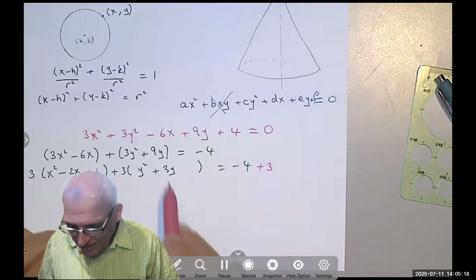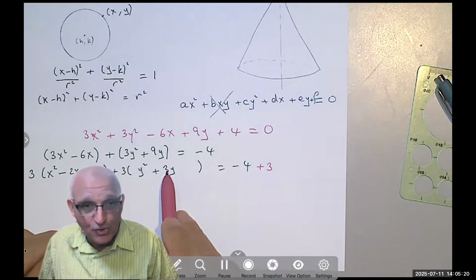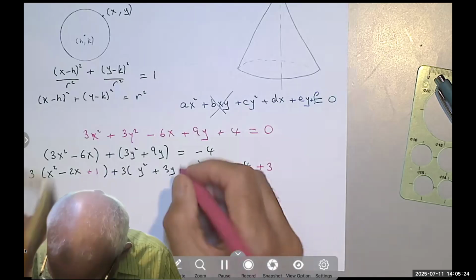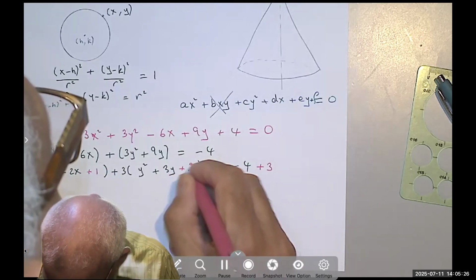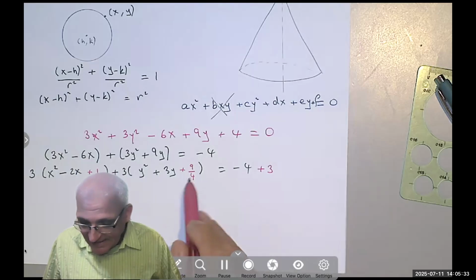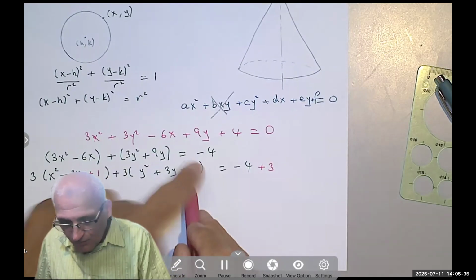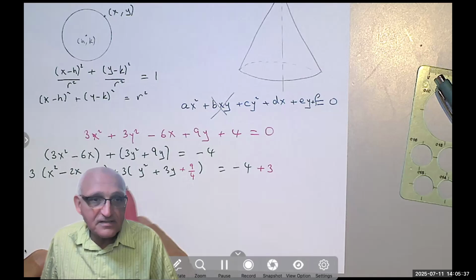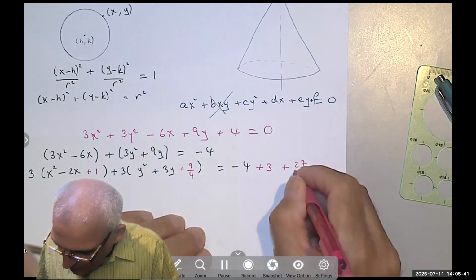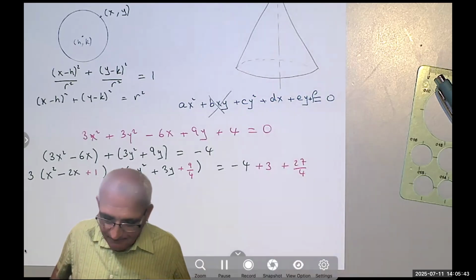Then I'm going to move here. I'm going to divide the 3 by 2. It becomes 3 halves, and then square it. So I get 9/4. Again, 9/4 is not what I added. I added 27/4, right? Because there is a 3 factored out. So I have to add 27/4 to the left-hand side.